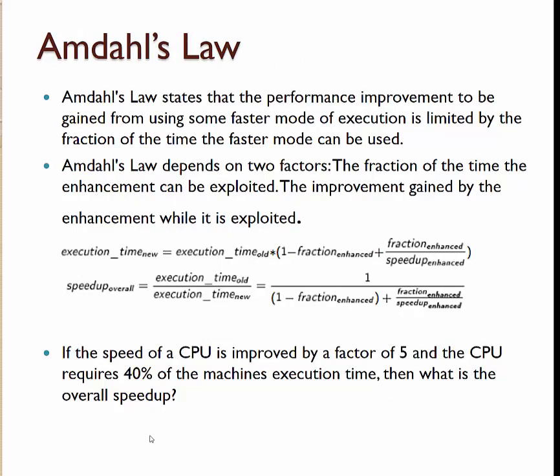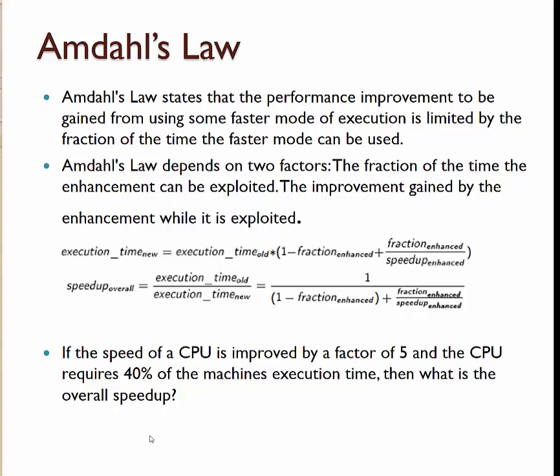Okay. Here we have Amdahl's law. It states that the performance improvement to be gained from using some faster mode of execution is limited by the fraction of the time the faster mode can be used. Now this just makes sense if you look at it. It depends upon 2 factors: the fraction of the time the enhancement can be exploited and the improvement gained from it. So here we have a problem, and we see Amdahl's law right here. And what you can do is plug the items into the equation.